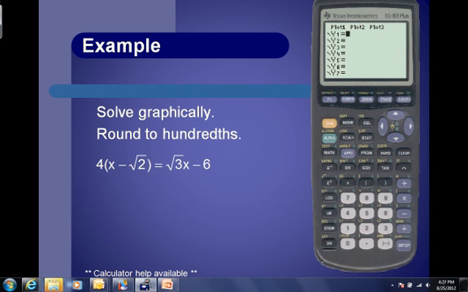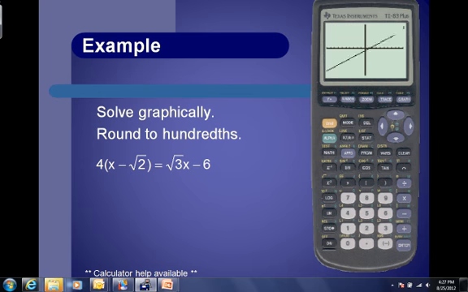This time it says round to the nearest hundredth. Y1 is 4 times x minus the square root, so we're going to go second square root of 2. Close the 2 for the square root and then the parentheses equals y2. Now notice on this one that the square root of 3 is times x. It's not the square root of 3x. So we're going to go the second square root of 3, close the 3, x minus 6.